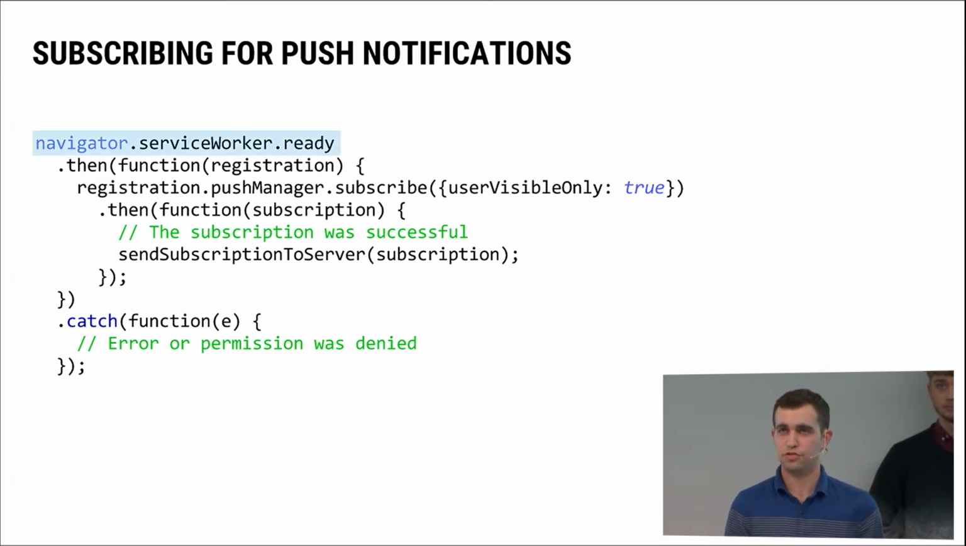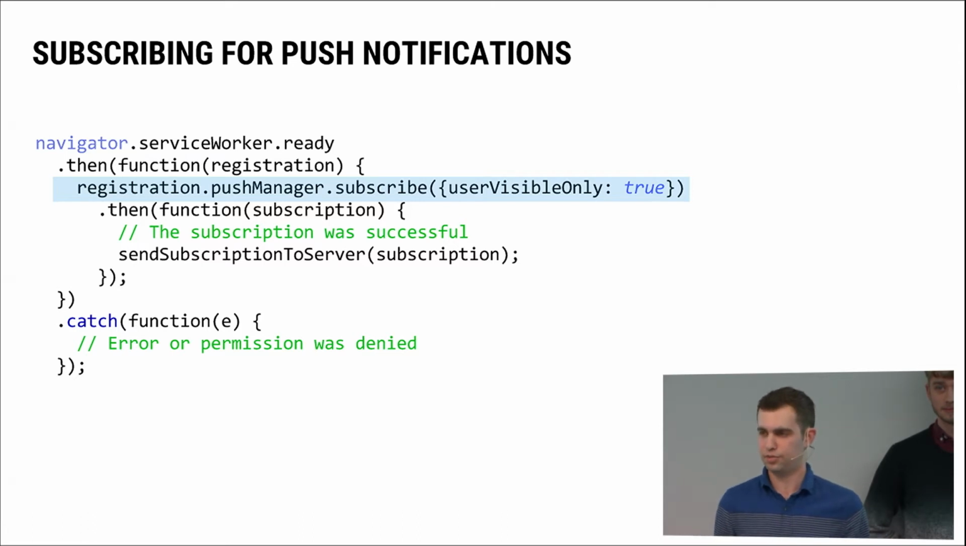So step one, register the service worker and then wait for it to be ready. Calling navigator.serviceWorker.ready gives you the service worker registration, assuming you've already registered it, when the service worker is ready to go and be in charge of the page. So you get your service worker registration. Then you tell the registration, hey, I want to subscribe to push. So you call registration.pushManager.subscribe to subscribe for push.